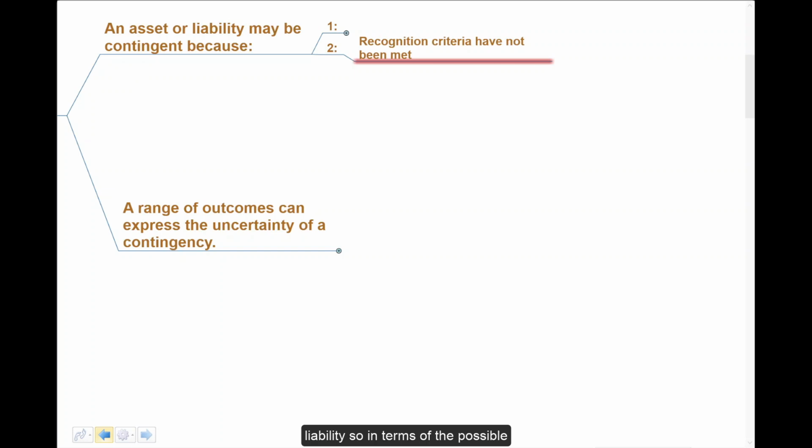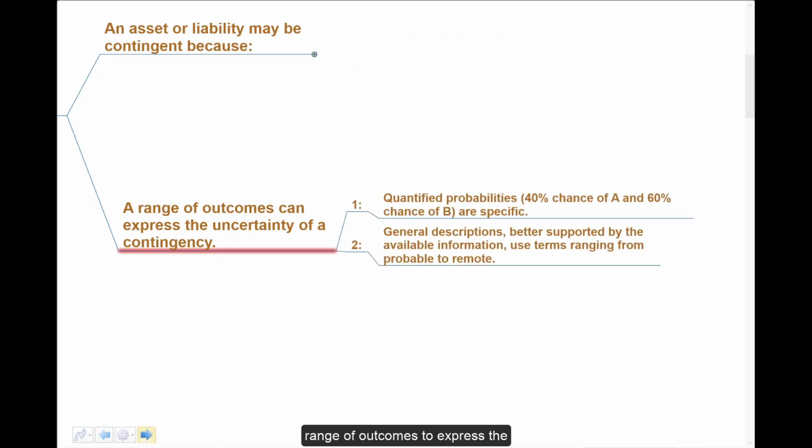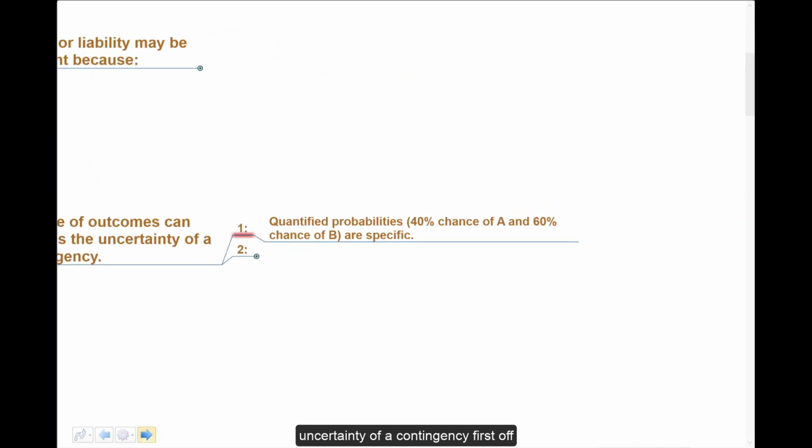So in terms of the possible range of outcomes to express the uncertainty of a contingency, first off, possible quantified probabilities, maybe a 40% chance of A or a 60% chance of B, or specific.